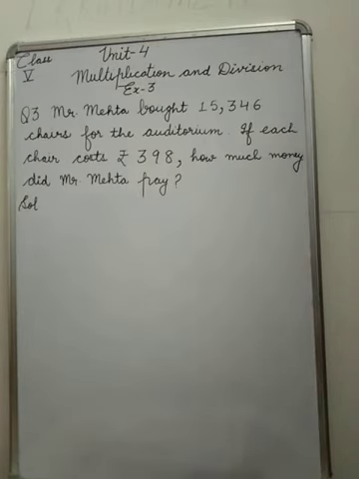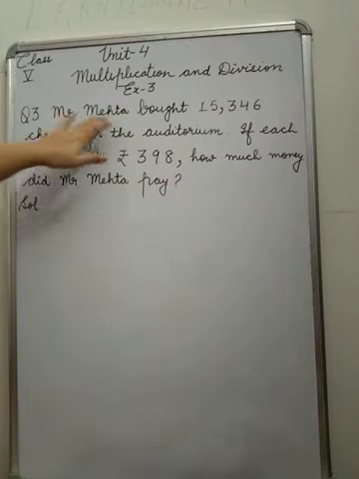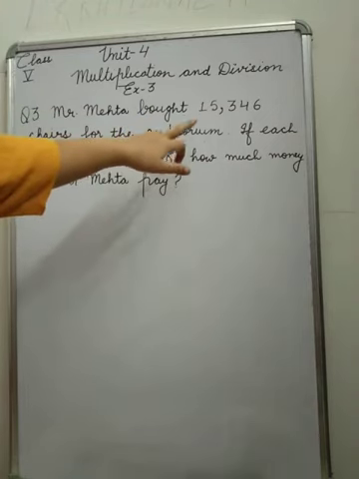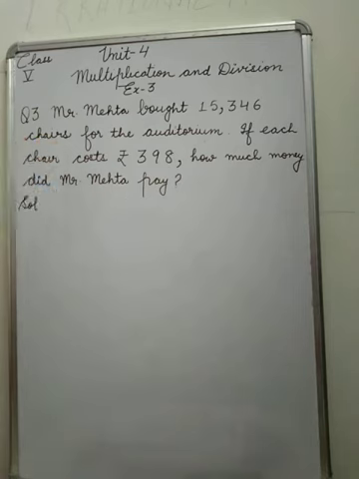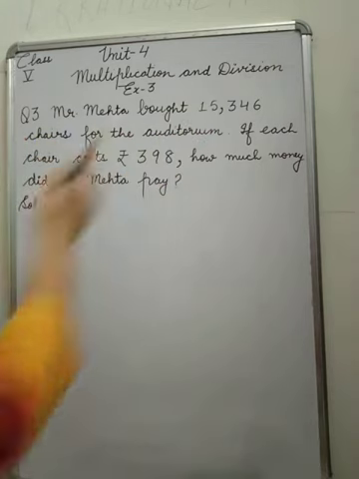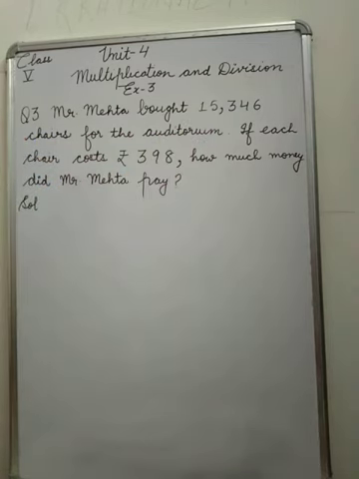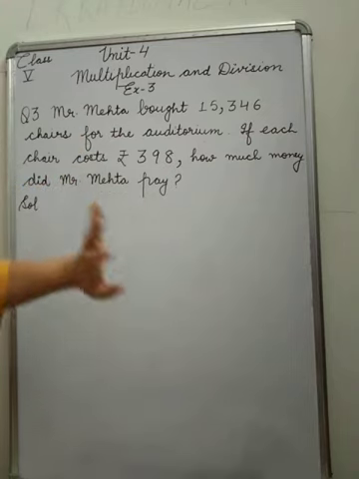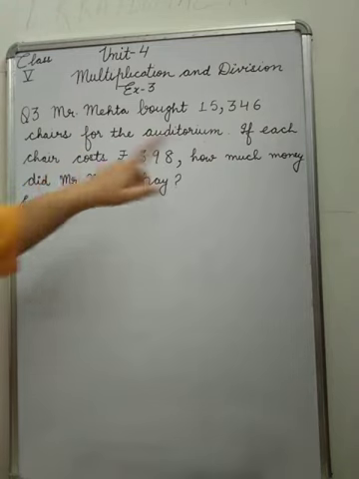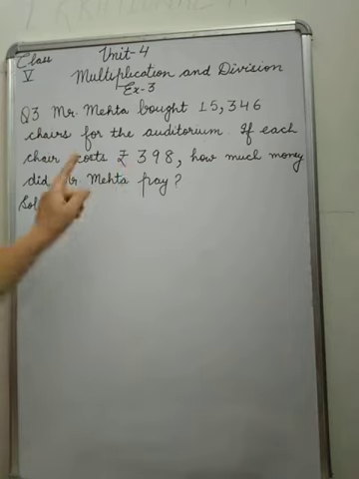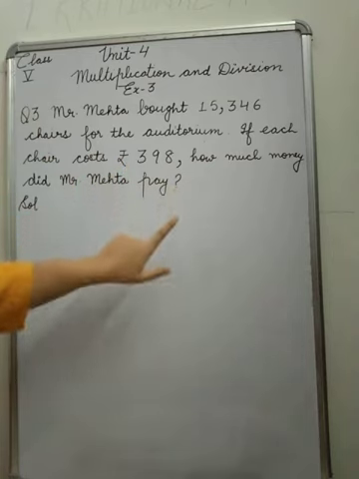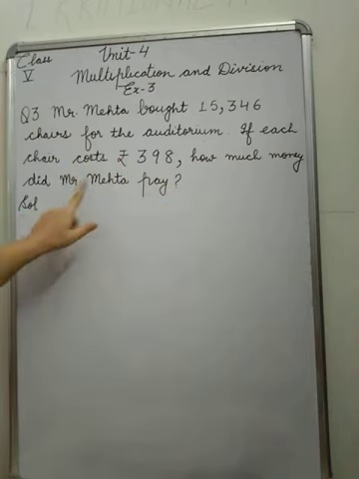Now see the next question. They are saying Mr. Mehta bought 15,346 chairs. See that much amount of chairs he has bought for the auditorium. If each chair, means one chair, costs rupees 398, how much money did Mr. Mehta pay? So total amount, how much money?